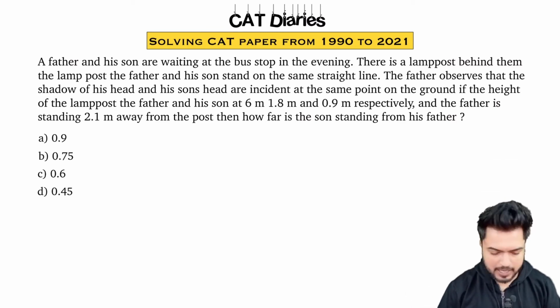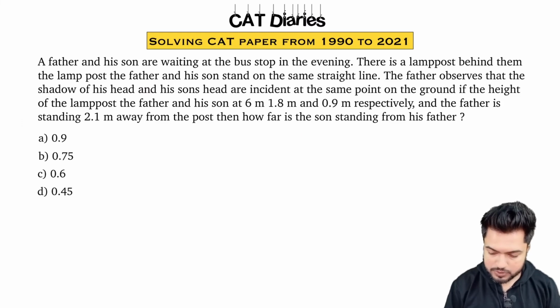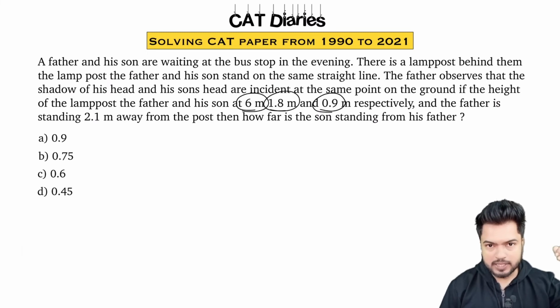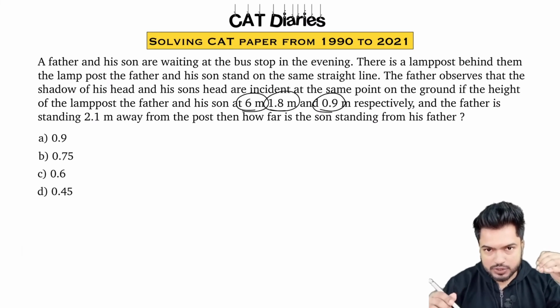So let's make a diagram. You will understand this better. Three people are standing: the father, the son and the lamppost, on a straight line. The height of the lamppost is this, the height of the father is this, and the height of the son is this, and they are standing on one and the same line. The shadow of the lamppost is falling on the father and the son, and it is incident at the same point.